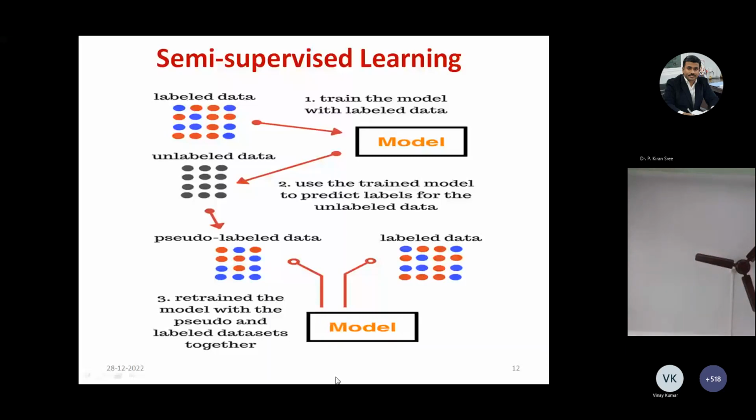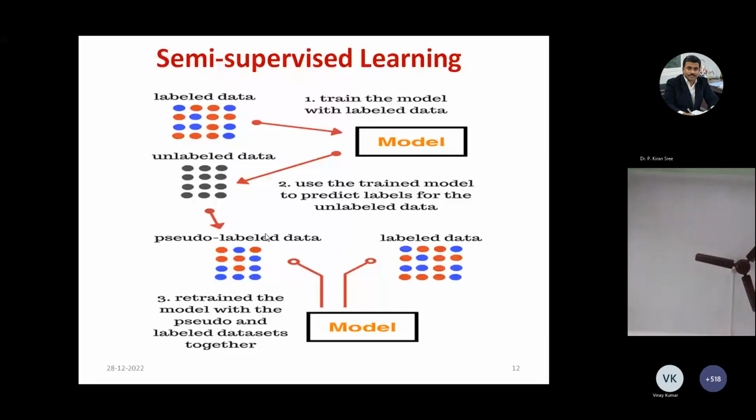The question is how semi-supervised learning deals with the data set which doesn't have labels. These are the steps. Initially the model is trained with the labeled data set. With that pre-trained model, it is applied over an unlabeled data set. We get a pseudo label. Then the same model is retrained with the combination of pseudo labeled and labeled data sets. So this is what happens in semi-supervised learning.